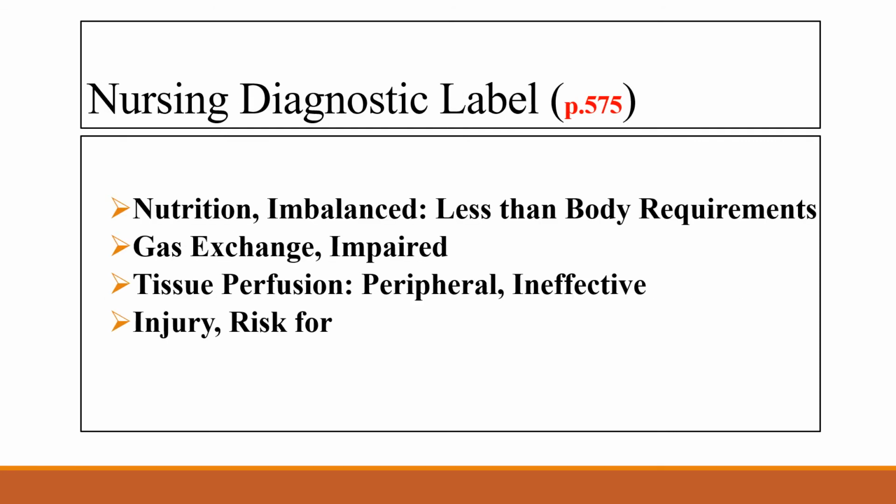So diagnostic labels associated with preterm babies, and I would even say those with small for gestational age, intrauterine growth restriction, those with post-maturity syndrome would include imbalanced nutrition, less than body requirements, impaired gas exchange, ineffective peripheral tissue perfusion, and of course, risk for injury. And that will be for both the premature and post-term or post-maturity syndrome neonates.